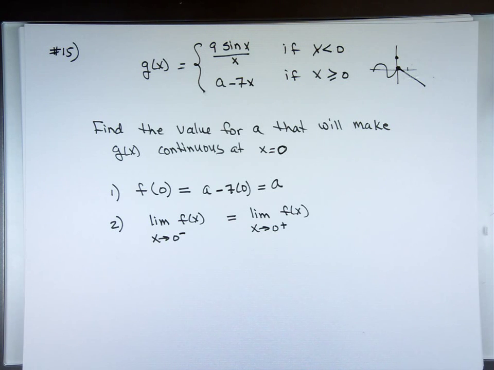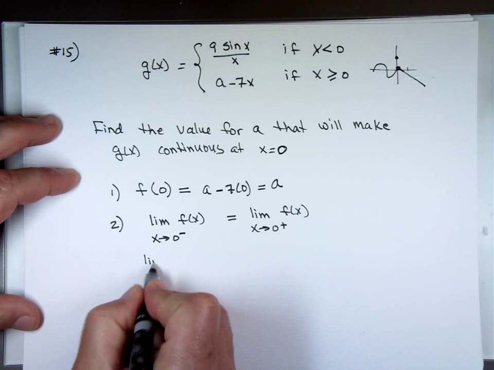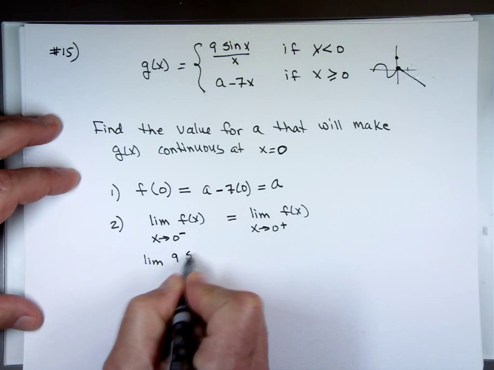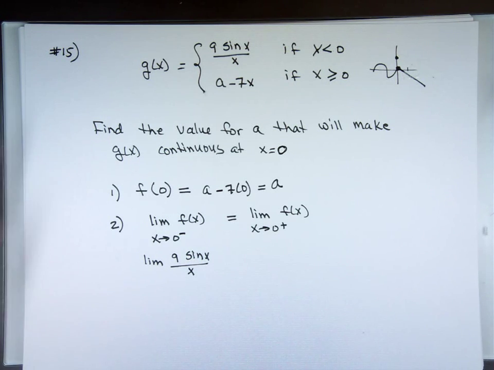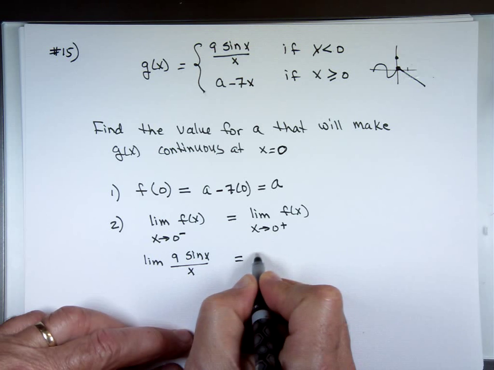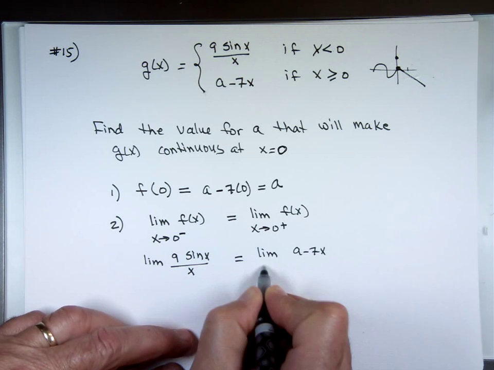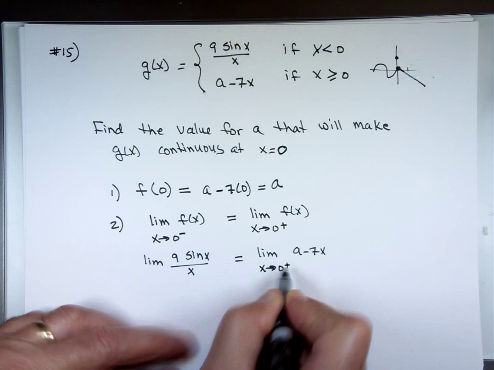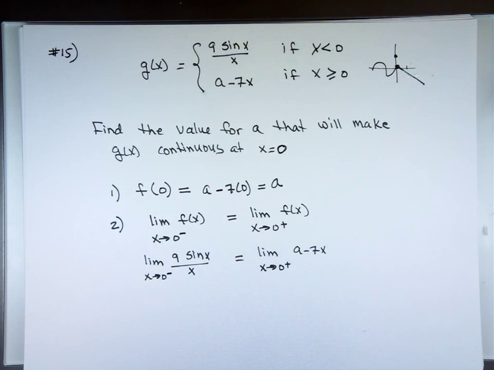So from the left side, I have to use what? I have to use this one. That will be the limit of 9 sine of x over x. From the right side, that's going to be the limit of a minus 7x. And they have to equal to each other.